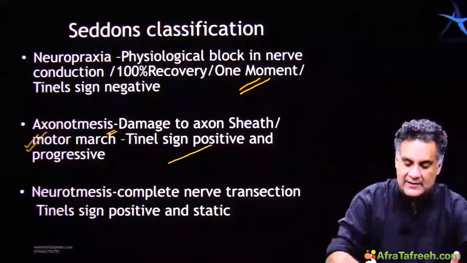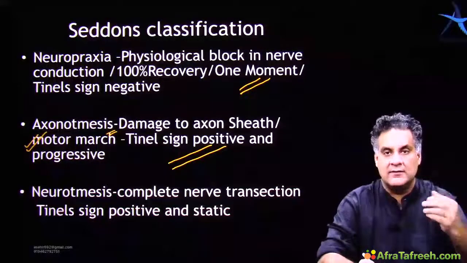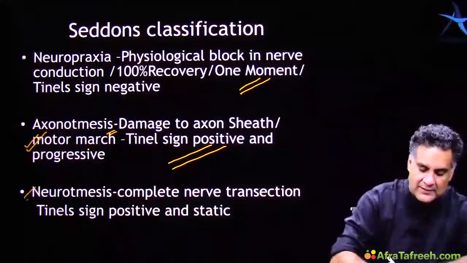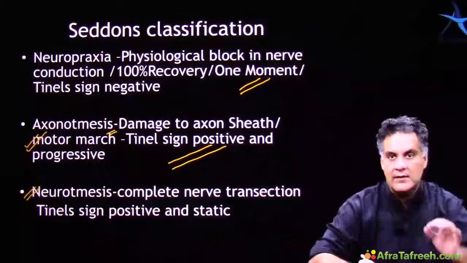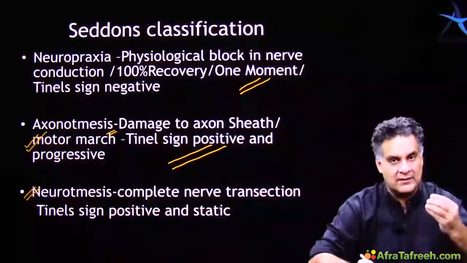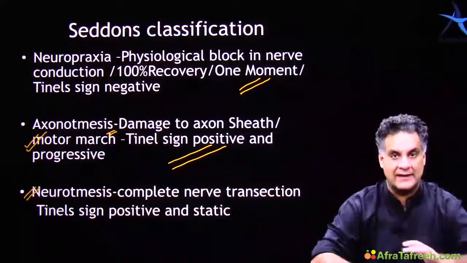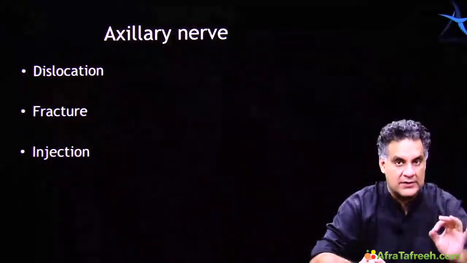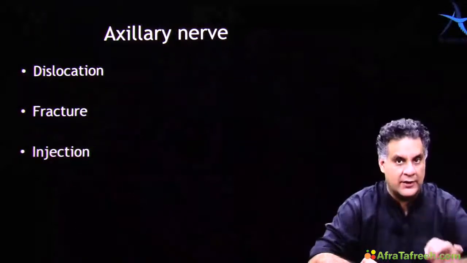The Tinel sign is considered positive, which marks the recovery of the nerve at 1 mm per day and progressive. Neurotmesis is complete nerve transection. It does not recover without surgical intervention. Tinel sign is positive, which means there is a cut nerve end, but not progressive because it doesn't recover. So it's static.